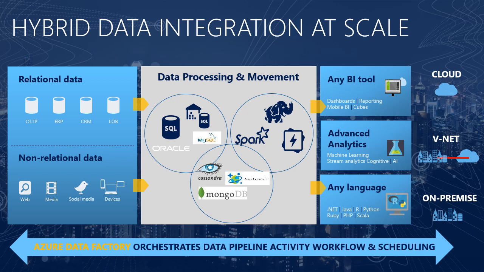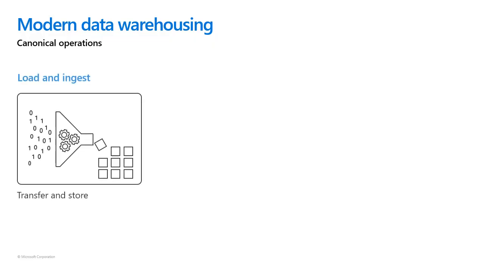So essentially, Azure Data Factory allows you to do hybrid data integration at scale. You can get data from any relational data, whether it's on-premise or on the cloud. You can get non-relational data from web, media, social media, or different devices like IoT data. Then you can process the data on Azure using Azure Data Factory, using multiple types of programs and scripts. Then store it in Azure SQL Data Warehouse, so that you can serve it across any BI tool and run advanced analytics across it. And so Data Factory essentially orchestrates the data pipeline activity, workflow, and scaling.